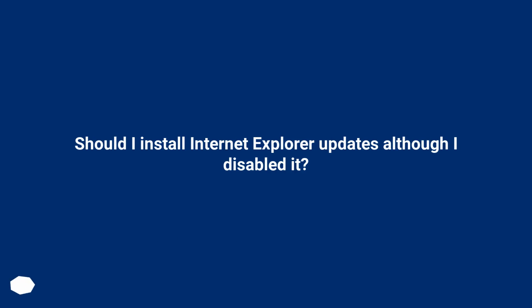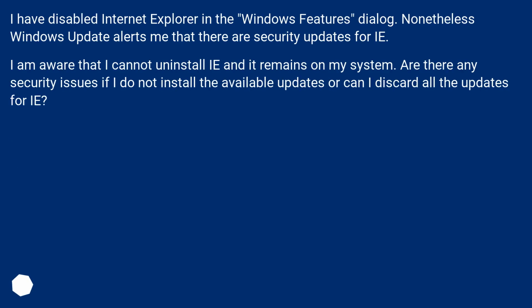Should I install Internet Explorer updates although I disabled it? I have disabled Internet Explorer in the Windows Features dialog. Nonetheless, Windows Update alerts me that there are security updates for IE. I am aware that I cannot uninstall IE and it remains on my system. Are there any security issues if I do not install the available updates, or can I discard all the updates for IE?